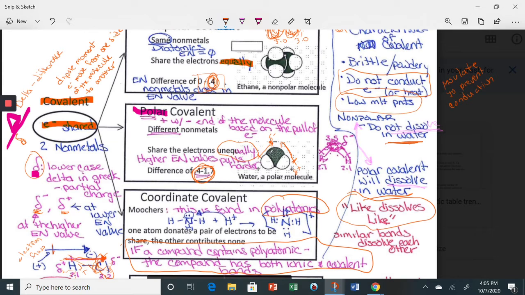Takeaway moment: contains both ionic and covalent bonds. A coordinate covalent bond itself, by definition, is a bond where one of the atoms contributes completely to the bond in terms of electrons. So here's little hydrogen, who's an ion that's positively charged, has no electrons.